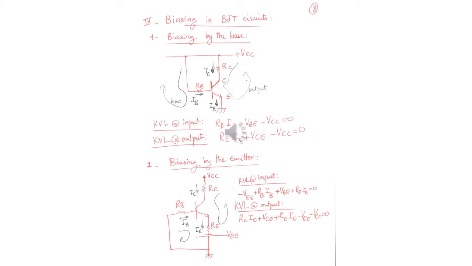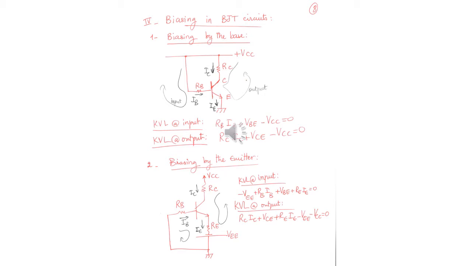Another type is biasing by the emitter. You add a voltage source VEE in this direction at the emitter. Here is the loop at the input and here is the loop at the output. At the input, you have RB IB plus VBE. You cannot cross the transistor and write nothing. So you have RB IB plus VBE plus RE IE minus VEE equals 0. And you know in an NPN transistor, VBE is 0.7. KVL at output: RC IC plus VCE plus RE IE minus VEE minus VCC is equal to 0.